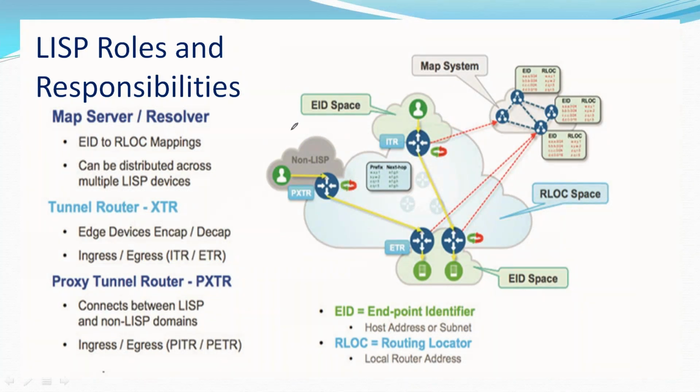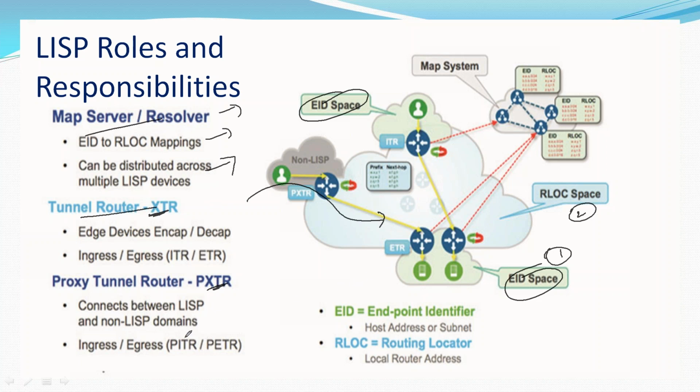Here you can see that you have three namespaces: the endpoint identifier namespace 1, and the router space, which is namespace 2. Then you should have the endpoint to router mapping. It is not there in this diagram, but apart from that, you can see the map server resolver. I'll explain that in the next slide. EID to RLOC mapping can be distributed across multiple Lisp devices. Now, we have two types of tunnel router: one is the tunnel router, and one is the proxy tunnel router. Proxy tunnel router is used if you are getting subnets from a non-Lisp environment. And here you can see the ingress and egress tunnel routers, so for ingress and egress, you can use ITR, ETR, or PTR. We'll see that in the next slide.